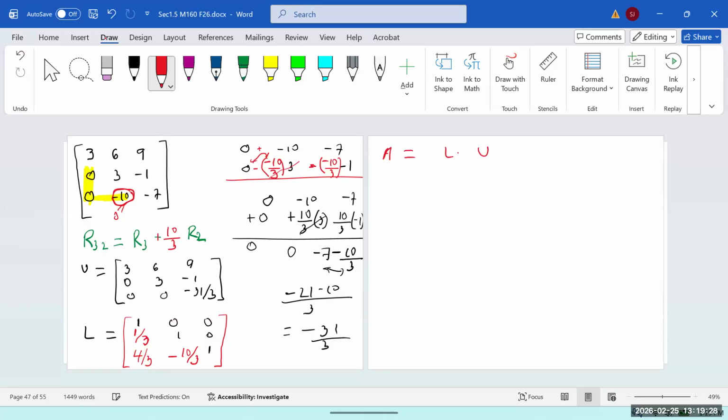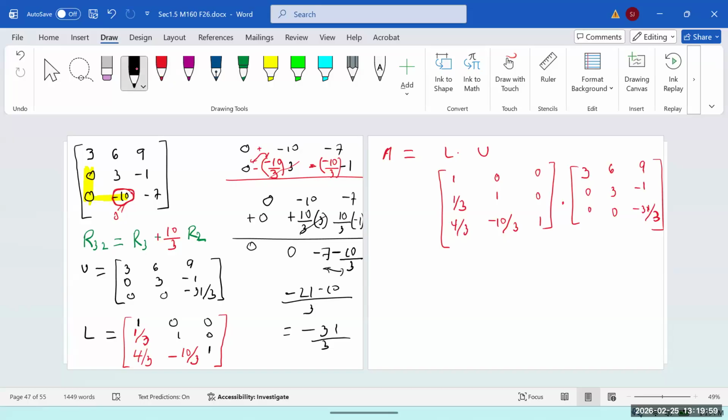So our L is 1, 1/3, 4/3, 0, 1, negative 10/3, 0, 0, 1. Our upper matrix is 3, 0, 0, 6, 3, 0, 9, negative 1, negative 31, 3. Now let's see what happens when we multiply them.